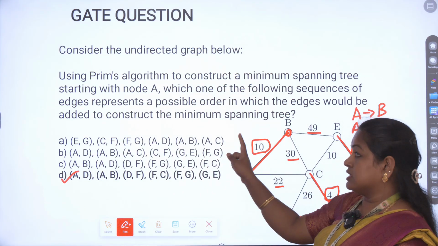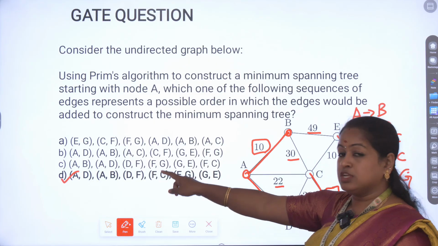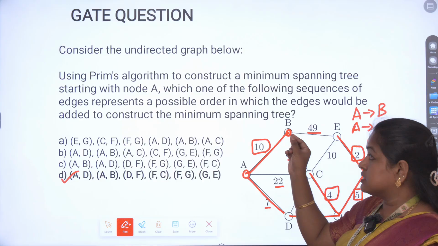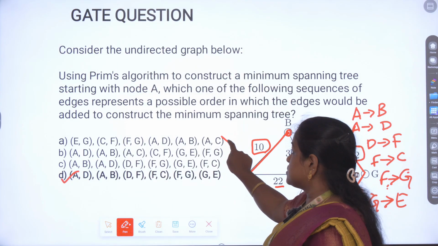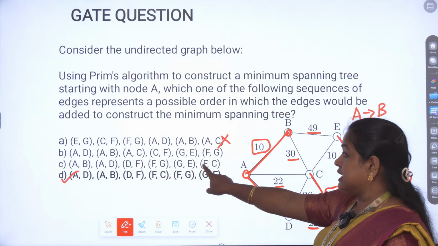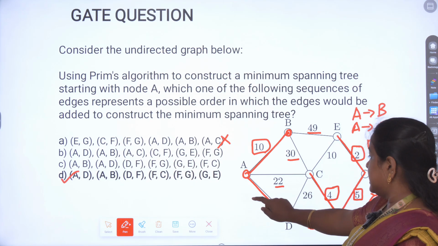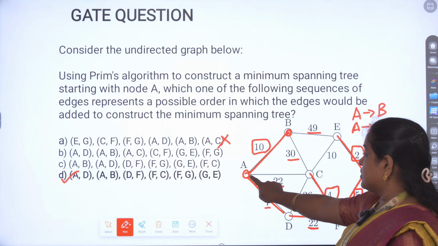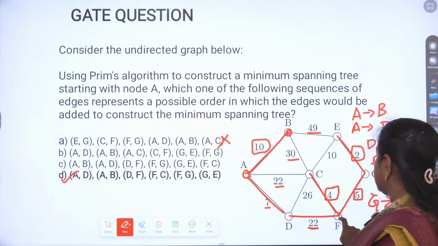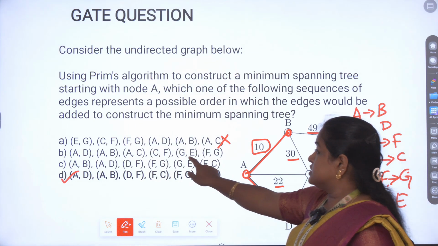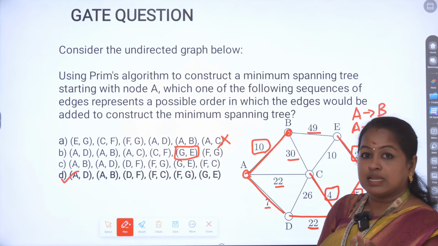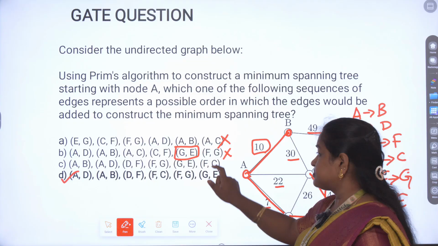You can check with the other options also. From E to G we cannot travel, because from the question itself it is given that the starting node is A. So the first option will not be true. Next option B, AD, AB and AC. If you are traveling from A to C and then again C to F, then again G to E, we did not travel to G vertex at all. So that is also not a possible case.